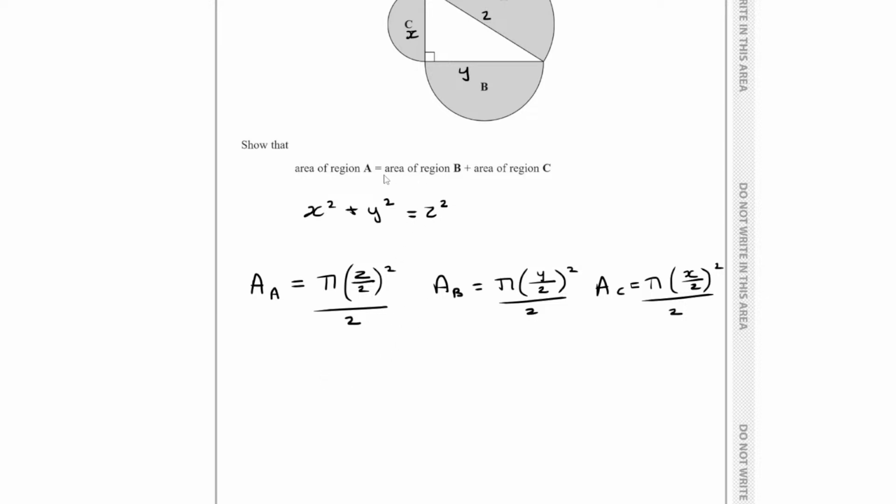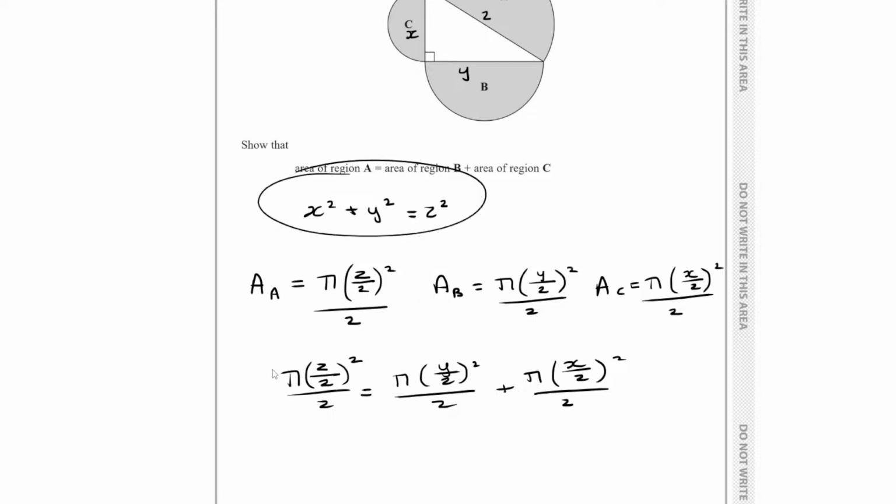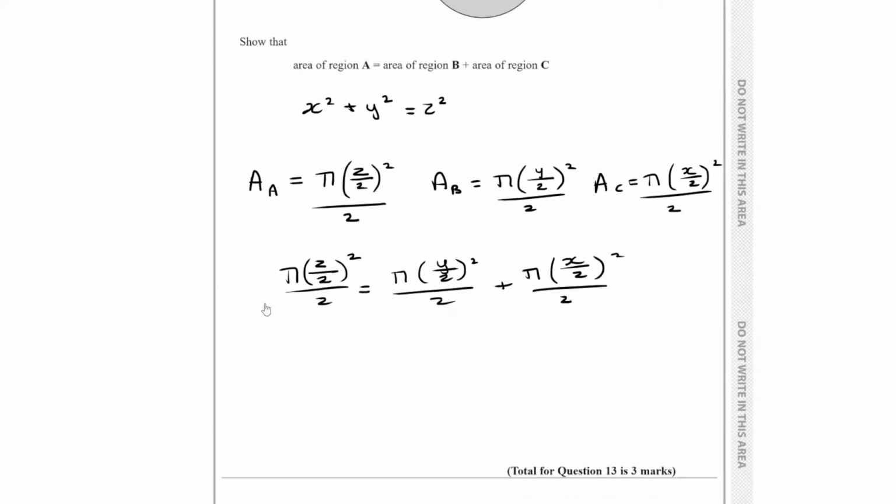And then what we're going to do is just sub that into their formula here. So they said the area of region A, just don't get confused with the z and the 2's there, that's a z, is equal to the area of B plus the area of C. So add these together. And then in order to show that it is true, we see if we can rearrange this to get back to Pythagoras, because we know Pythagoras to be true. And this is effectively just a rearranged version of Pythagoras, which also makes it true.